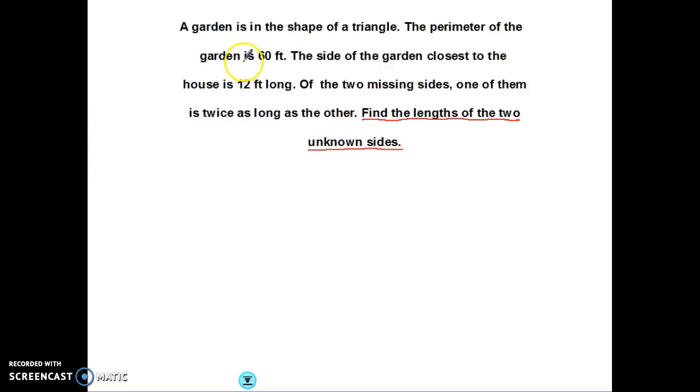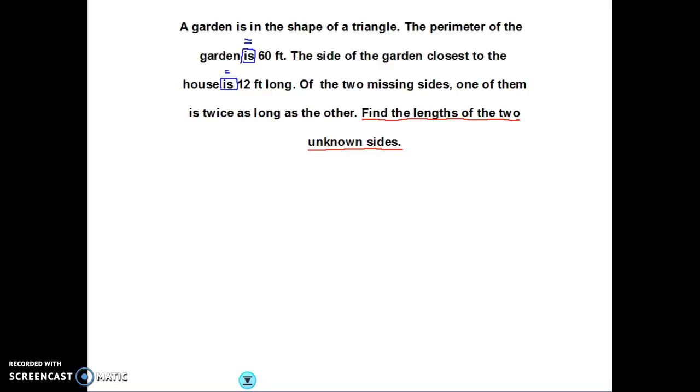Now that word is does have a meaning, and it represents equality. So this is going to be our equal sign. The side of the garden closest to the house is 12 feet long. So there's another is, which is another equal sign.